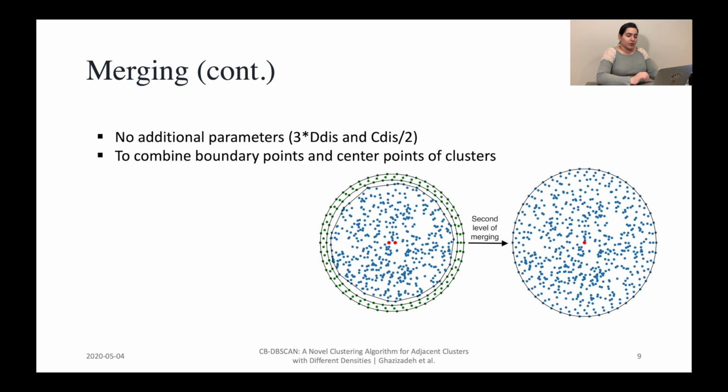Because of the density difference, we might not combine them with the mini clusters of the center of the final clusters. When we have this case, we want to combine these two clusters together so that the boundary points will not be separated. Therefore, in this stage, we focus more on the centroid distance rather than the difference in the density. As you can see, we are using the same parameters, but we use half of the CDs, and DDs is multiplied by 3, therefore we're not focusing on the density difference. With this level of merging, the boundary points will be in their original cluster, and they will not be separated as another cluster.